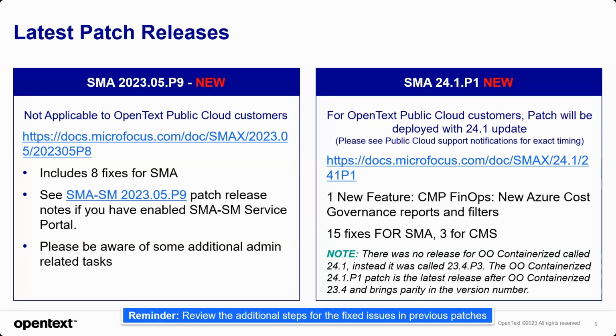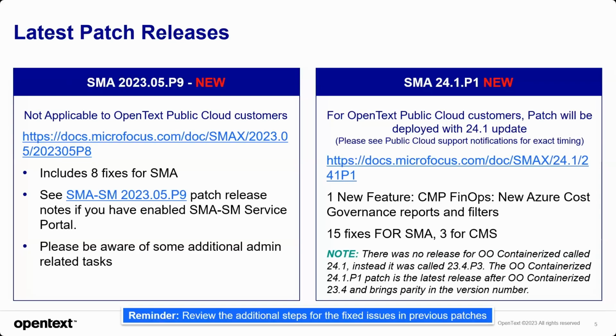So the OO containerized didn't have the actual parity in terms of naming, so that may cause confusion. But it was all nicely written out and explained in the patch notes. So obviously head over to the docs.microfocus.com portal, head down to 24.1 and you'll be able to see the patch notes there. As a reminder, always make sure you review any additional steps with any of the previous patches on the version you are on, just in case there are some administrative tasks that are needed.